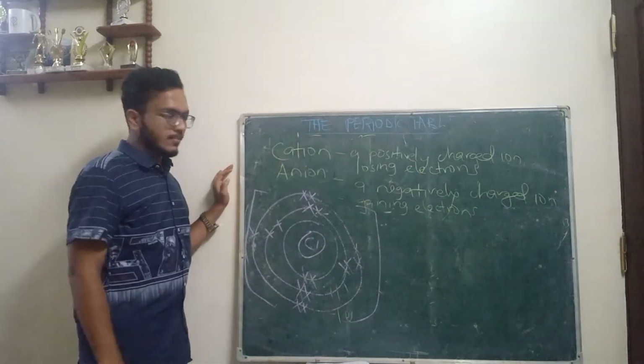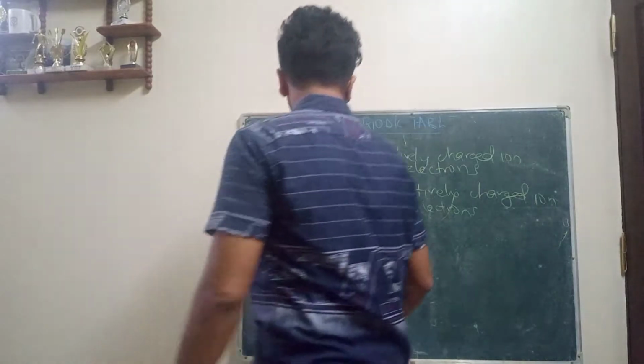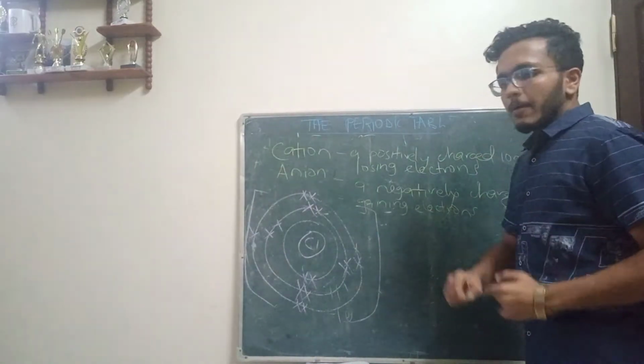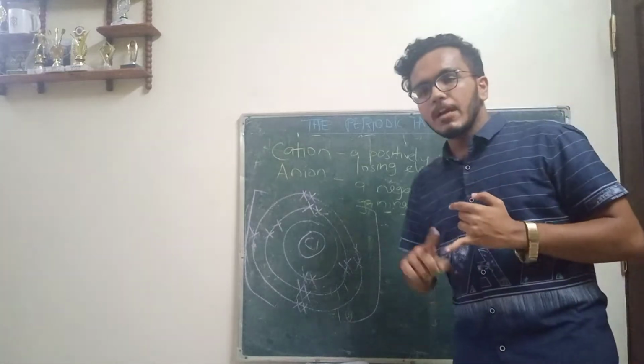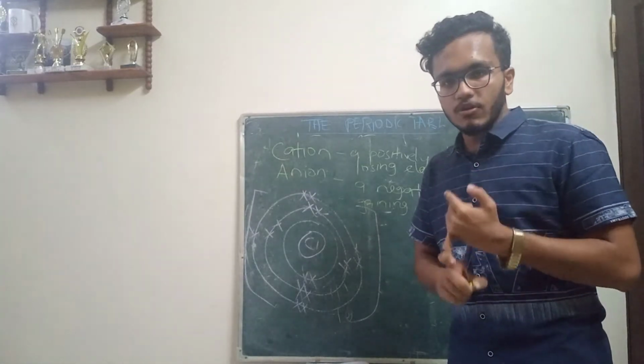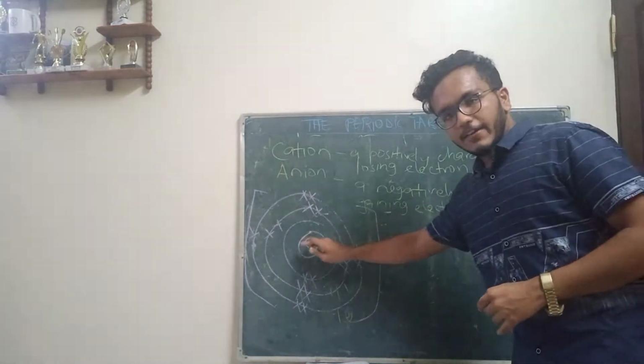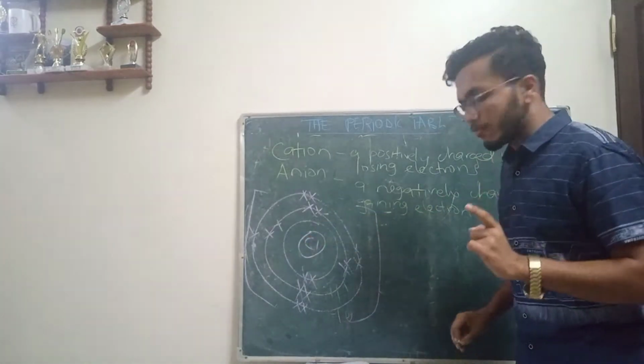Negatively charged. Why am I saying negatively charged? Because, as we said, I am repeating, an atom has the same number of positively charged protons and negatively charged electrons. In this chlorine atom, number 17, it had how many protons?